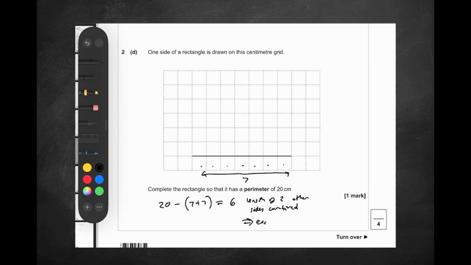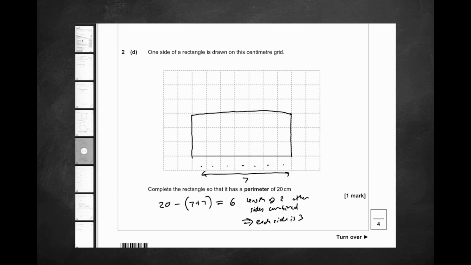Therefore, each side is 3. So we're going to go 3 up over here, and 3 up over here, and 7 along, and there is our rectangle. Draw that with a ruler in the exam.